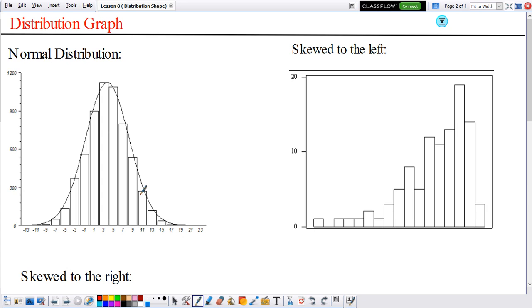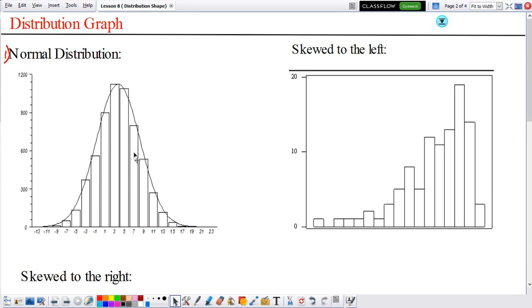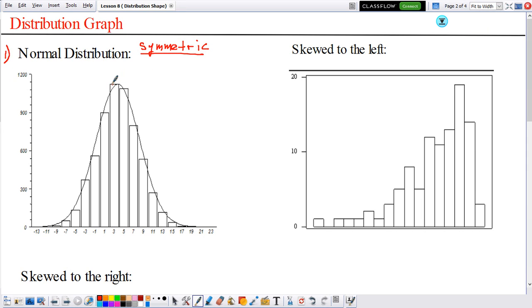The first one is a normal distribution. So we are going to see three types. So here, let's concentrate one at a time. This is called a normal distribution. Now, there are some key properties here for a normal distribution, and that is, in a normal distribution, it is symmetric. So it is symmetric. Now, what do we mean by symmetric?